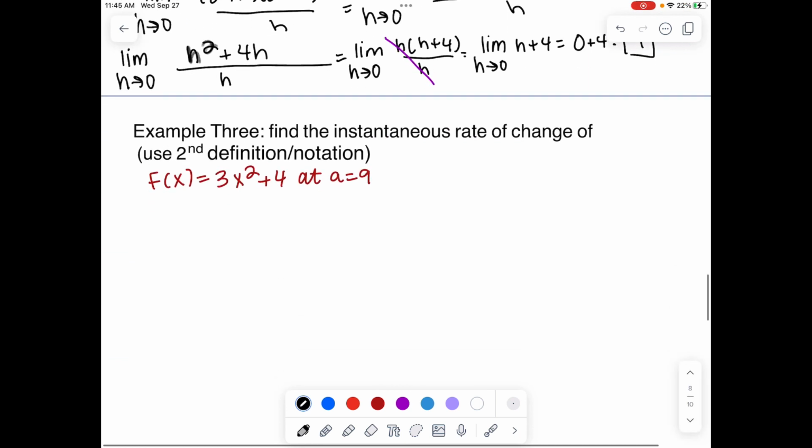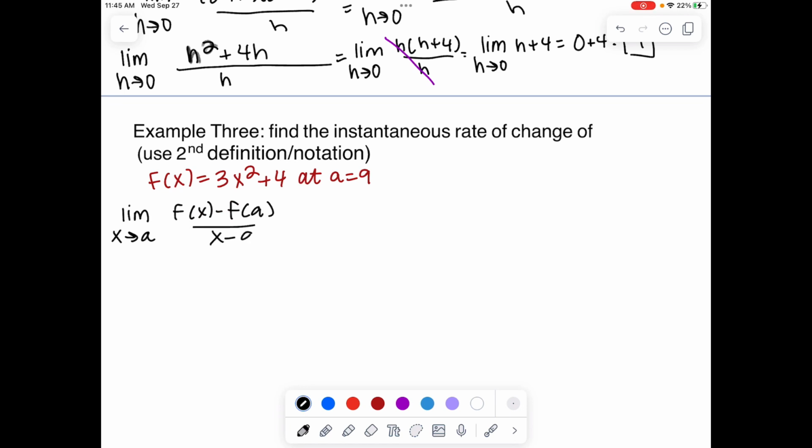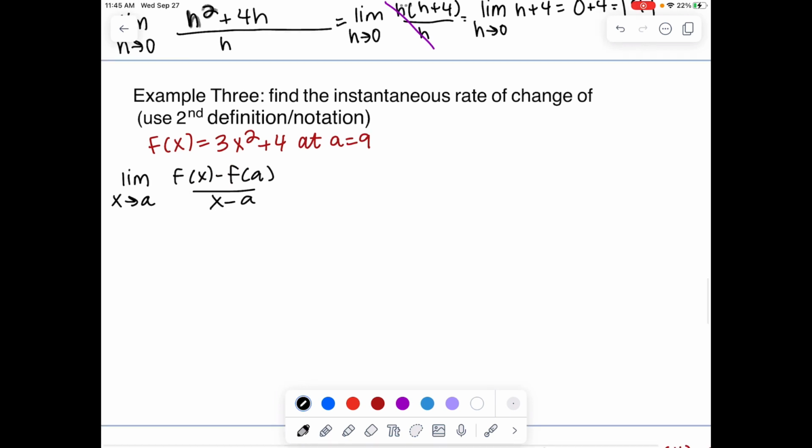So this one says find the instantaneous rate of change of f of x equals 3x squared plus 4 at a equals 9, and we'll use the second definition. So the second definition is the limit as x approaches a of f of x minus f of a over x minus a. So the first thing I'm going to do with this definition is that we're concerned about finding the instantaneous rate of change, specifically at a equals 9. So I'm going to replace my a values with 9 because that's where I want to find the rate of change.